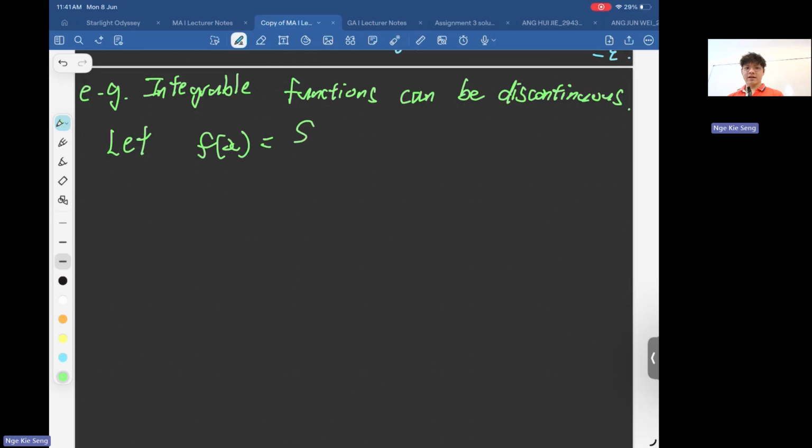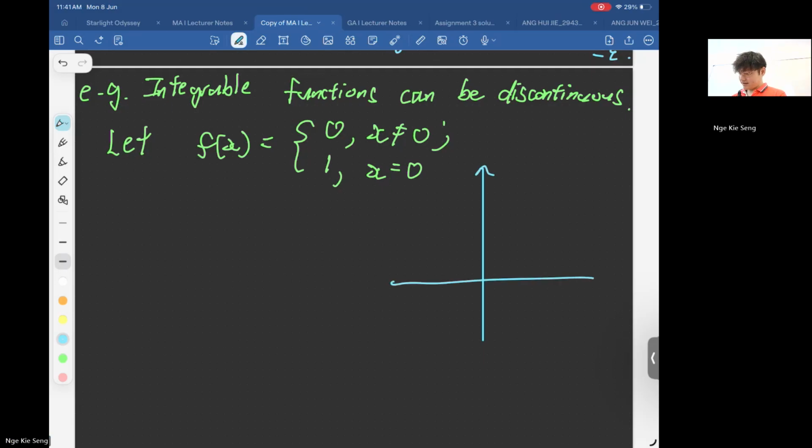We could just look at this. I think this is the Kronecker delta function. If x is not 0, we take 0. If x is 0, we take 1. It's a bit like your heartbeat, periodic. Whether it's periodic or aperiodic depends on whether you are healthy or not. So something like this. The other places are 0.